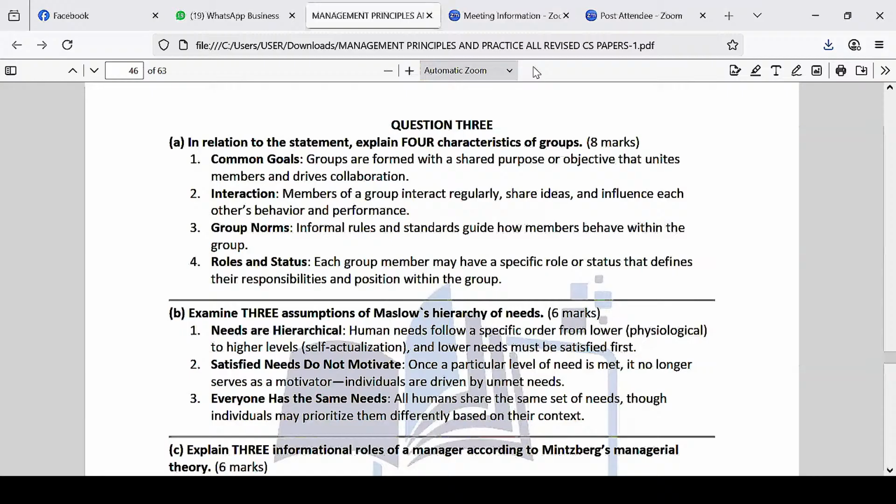Groups are formed with a shared purpose or objective that unites members and drives collaboration. So even a group or a team must be people that have a common goal, a goal that they want to achieve in common. Then the next one is interaction. Interaction is very important, because you are a group.